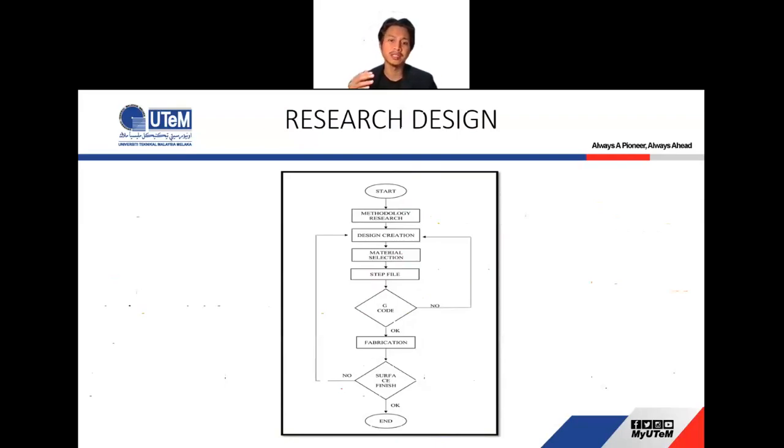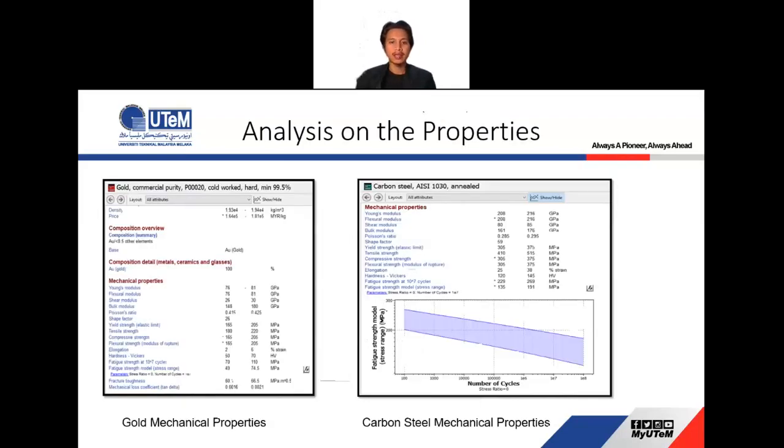So it starts with the start and goes through to the methodology research, and next to the design creation and the material selection, the STEP file which we use on the 3D printing machine, and then generate the G code, and proceed to fabrication, and the last step, which is surface finish.